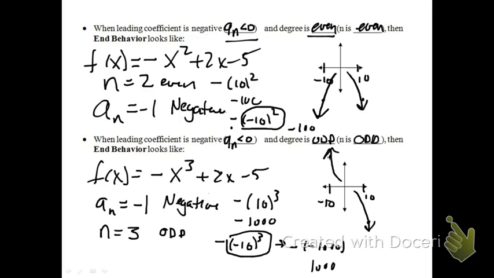These images for the end behavior are going to be important, and knowing these cases is going to make graphing life a lot easier. I'm going to show you 2 examples of how to graph, and then I'm going to have you guys try one on your own.